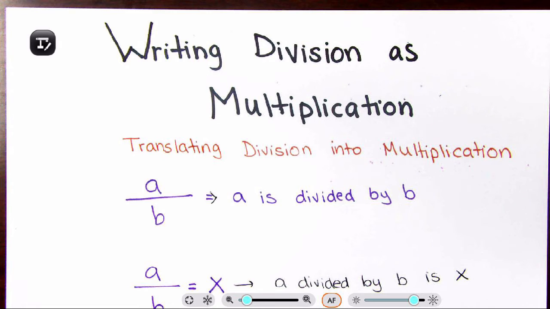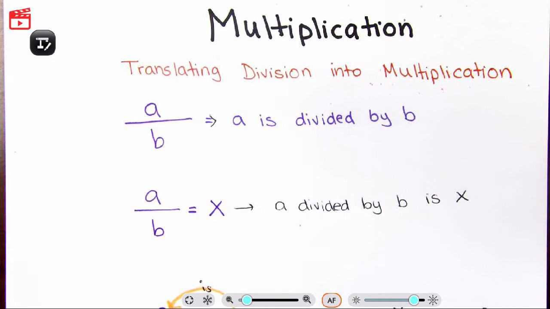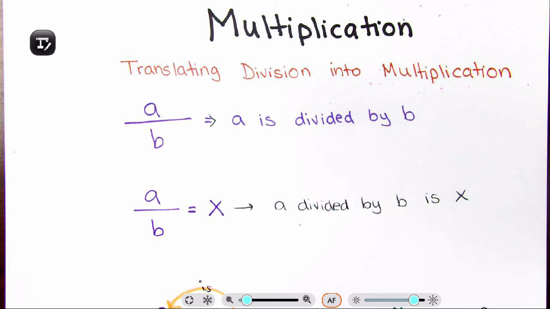All right. So we're going to be translating division into multiplication. Whenever you see division, the most common notation for division in this class will be in the form of a fraction. You're going to have A divided by B, or A over B, as some of you say. Now if we have A divided by B equals X, we have an equation.